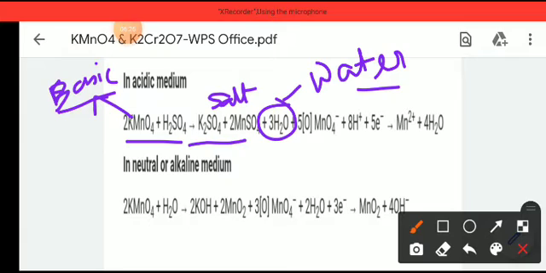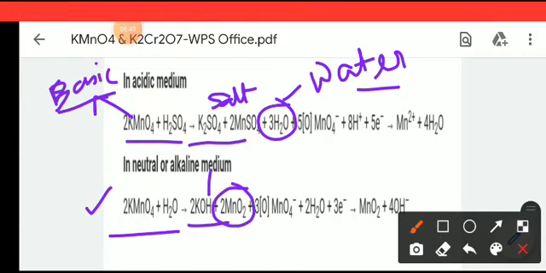Okay. So let's move to the next point, that is the oxidizing character of KMnO4 in neutral or alkaline medium. In the case of neutral medium, when KMnO4 reacts with water, it will form a base, that is KOH. KOH is potassium hydroxide, a strong base, and MnO2, that is manganese dioxide, with some oxidizing agent property.